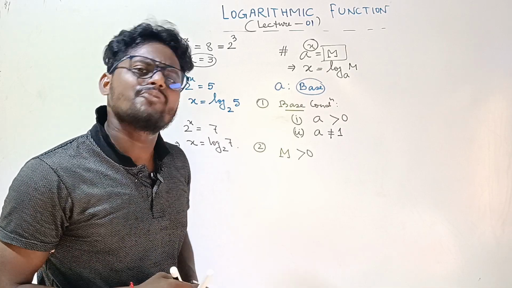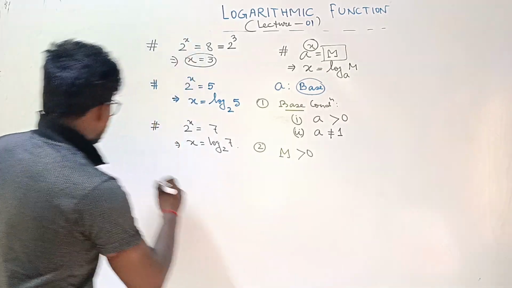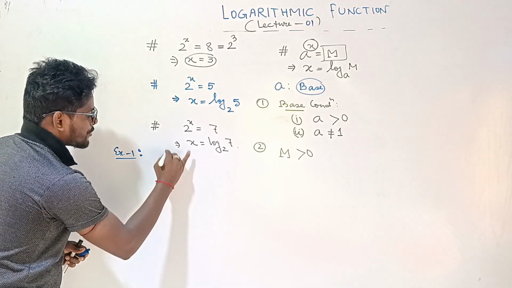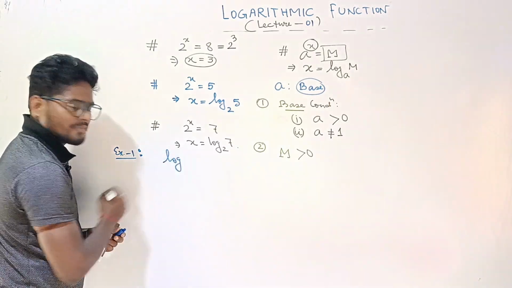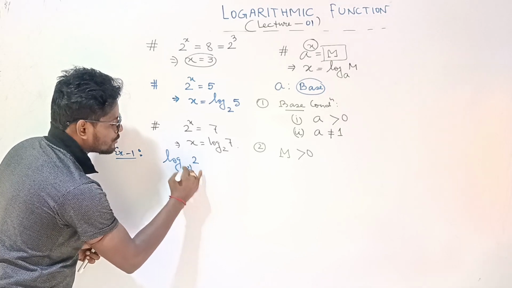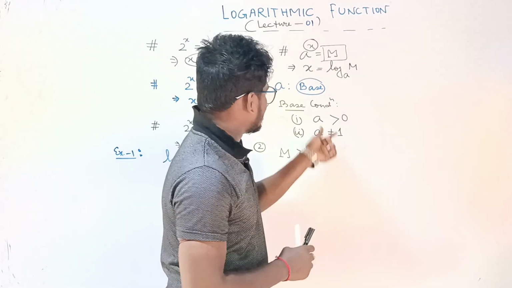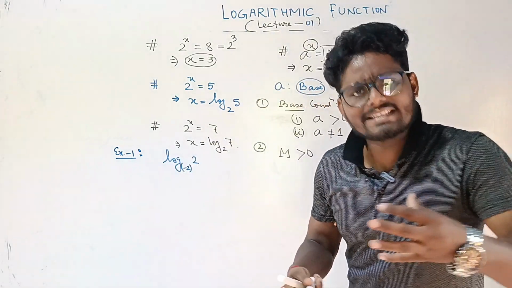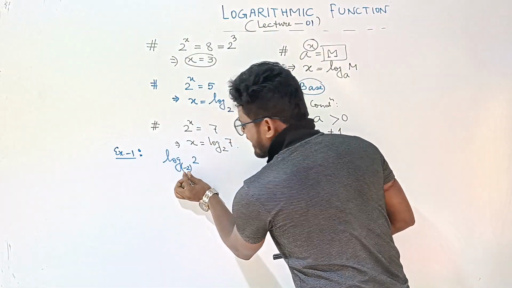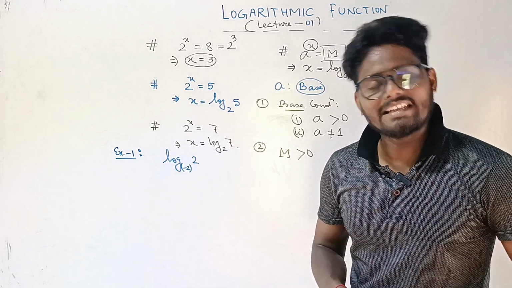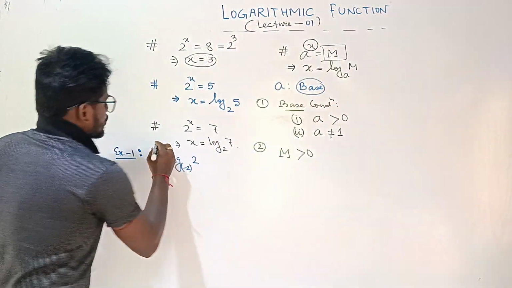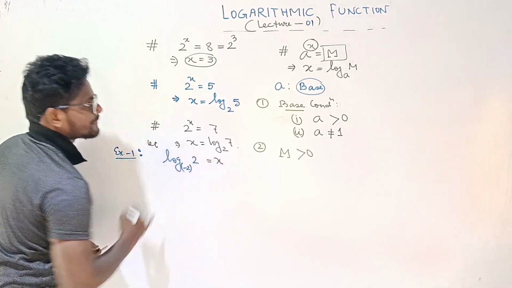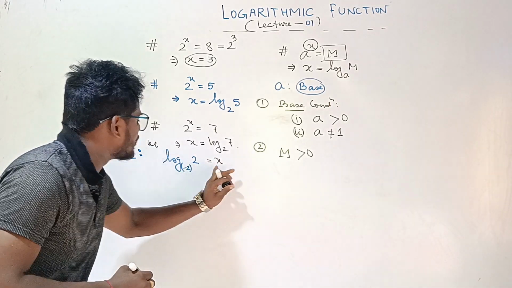Now the thing is, why this, sir? Let's take a few examples. In example 1, find log 2 to the base minus 2. Since I said that the base is a positive number, let's take a contradictory example. I took the base as negative. Then what will happen? Let's see. Let this be equal to x.